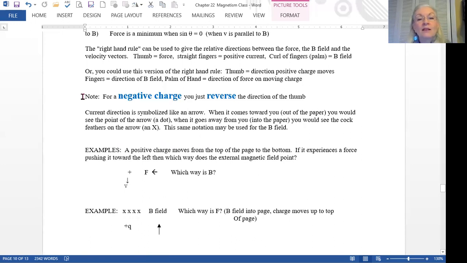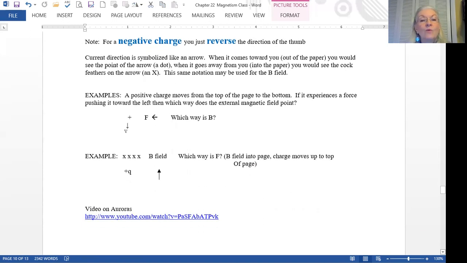Suppose we don't have positive charges. Suppose we could have negative charges. Well, you can still use the right-hand rule, but you just switch the direction your thumb is moving in. If you have a negative charge going to the right, you point your thumb left, because remember the right-hand rule is for positive charge. I said it backwards earlier. And again, we'll do this in class. We also have a few examples. We'll see how well they go.